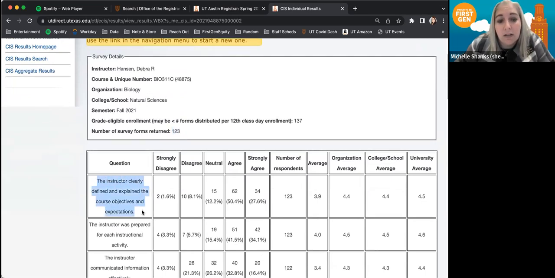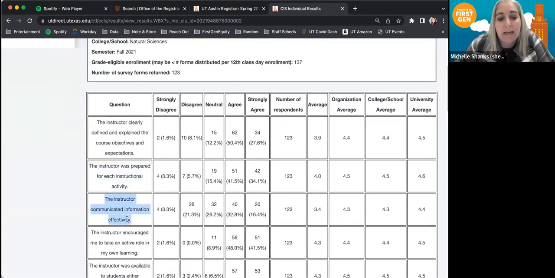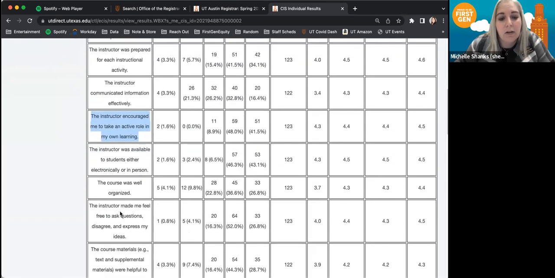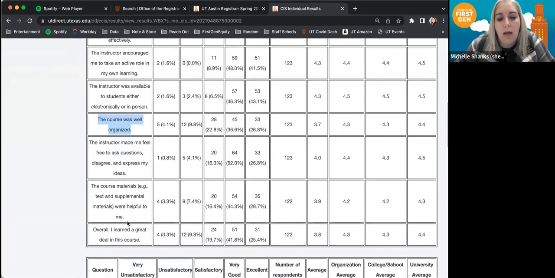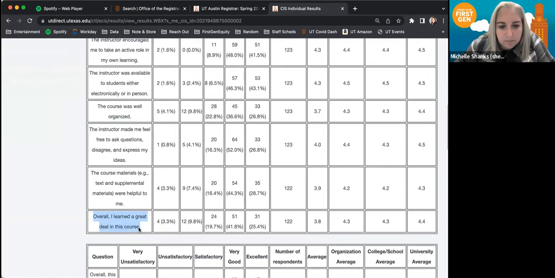Did the instructor clearly define and explain the course objectives? Were they prepared for each activity? Did they communicate effectively? Did they encourage you to take an active role in your learning? The course was well organized. There is a whole lot of information here, but my favorite is down at the bottom. Overall, I learned a great deal in this course.